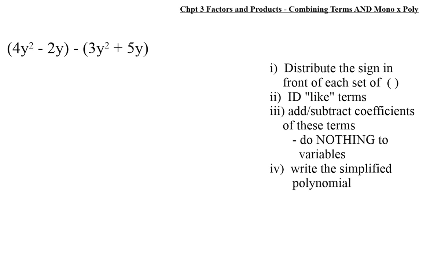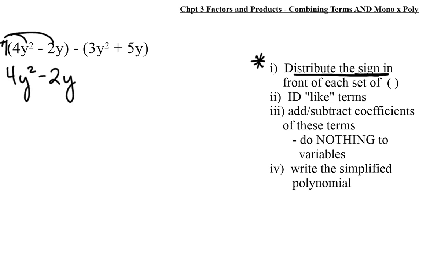Now here's where this first step, distributing the sign, becomes important. A positive out front, we could think of it as a positive 1. Doesn't do anything. So we have 4y squared and a negative 2y. But for this second set of brackets, we have a negative sign out front that needs to distribute to each term. If we think of that as a negative 1, multiplying by a negative changes the signs.